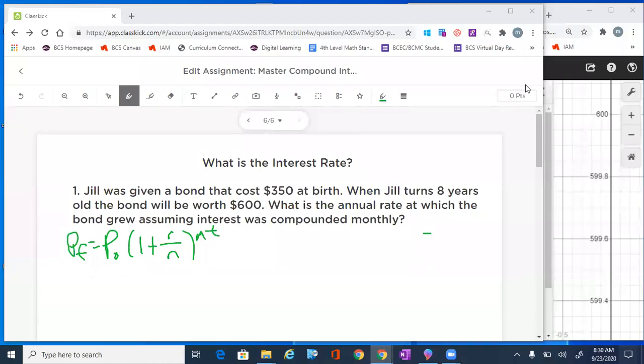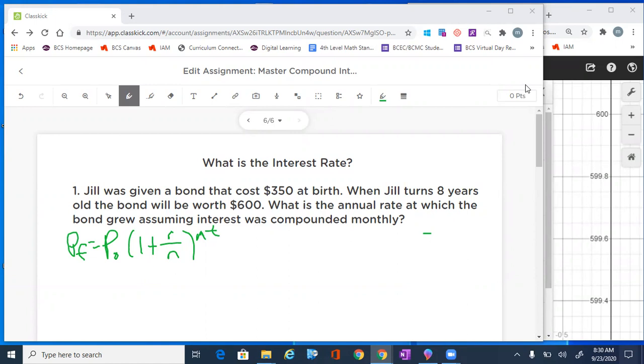It is a beautiful day for compound interest and solving for interest rates, given a bunch of information. So let's start that. Jill was given a bond that cost $350 at birth. When Jill turns 8 years old, the bond will be worth $600. What is the annual rate at which the bond grew, assuming interest was compounded monthly?